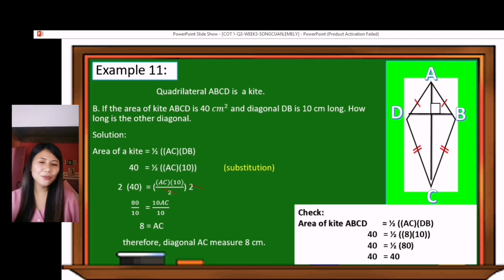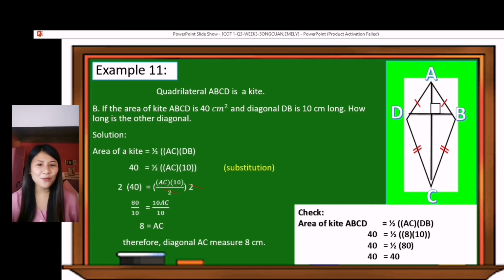Now, let us check if your answer is correct. Using the formula for the area of kite ABCD, which is 1/2 of AC and DB, let us substitute. Since diagonal AC is already found, just substitute it. The area of kite ABCD is equal to 40, and the measure of AC is 8 centimeters, and diagonal DB is equal to 10. Using PEMDAS, 8 times 10 is equal to 80. Correct. And then 80 times 1/2.